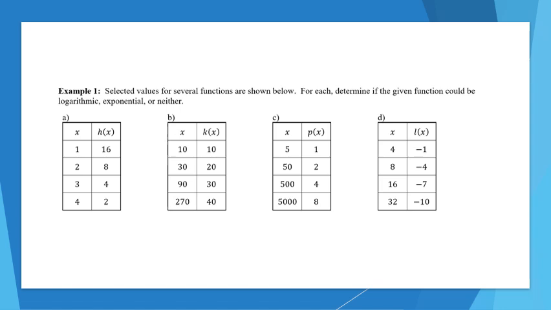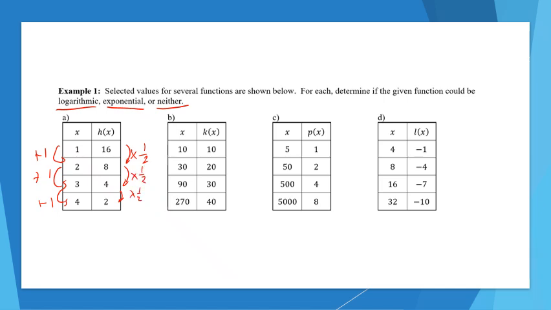Now example number 1. We have 4 tables shown below. Determine if each is logarithmic, exponential, or neither. Here we see our inputs are equally spaced, plus 1, plus 1, plus 1, and our outputs change proportionately. It's a multiplication factor, and it's not by 2 or divided by 2. It's times 1/2 is what we want to say here.